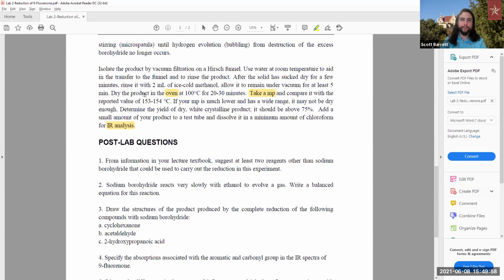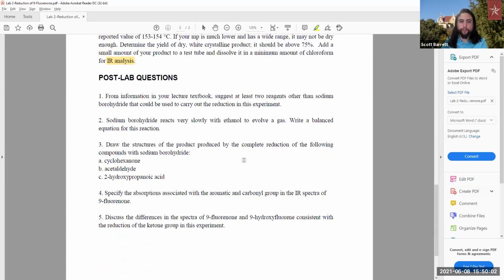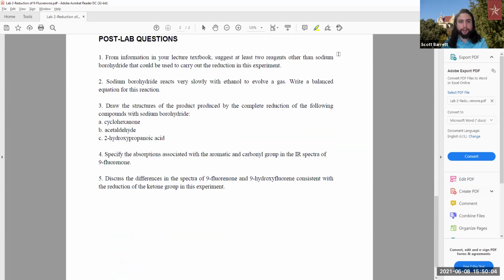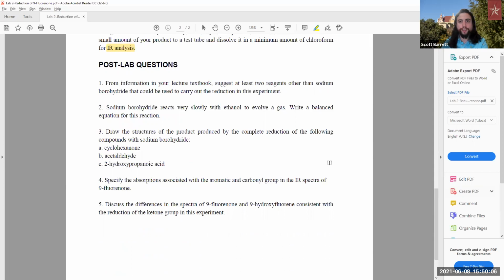This is a very simple lab in terms of explaining the concepts. It really is more mechanistic. And here are the post-lab questions that you will complete in your notebook after you have gone through the data. So let me save this one for one moment, and then I'll pull up the data and then we can take a look at that.